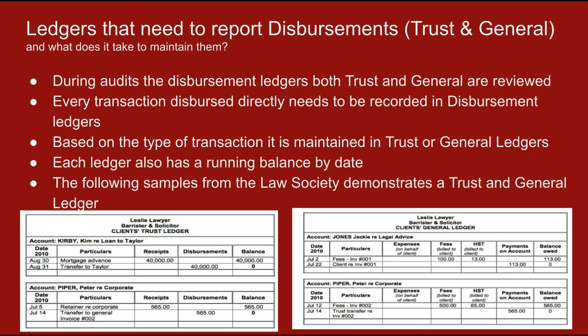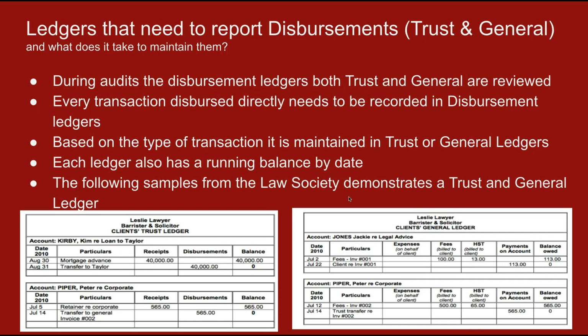What happened in your trust is very clearly recorded here: receipts into general, receipts into trust, and disbursements out of trust, seen in your trust ledger here. Whereas in general, if you have raised an invoice and accepted any payment for the disbursements, it is seen on the right-hand side here at the bottom.